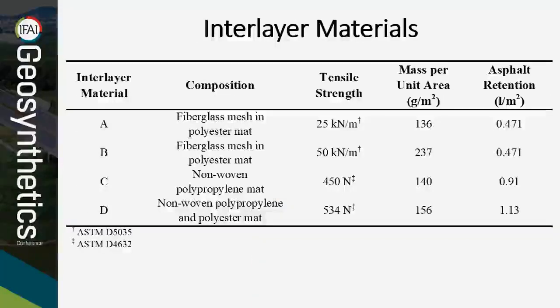The following table shows the properties of the 4 products used in this experiment. 2 polyester mats having an internal fiberglass mesh were used as reinforcement. These are products A and B in the table listed above. The 2 non-woven products, products C and D, were used as bond breakers or stress distribution.